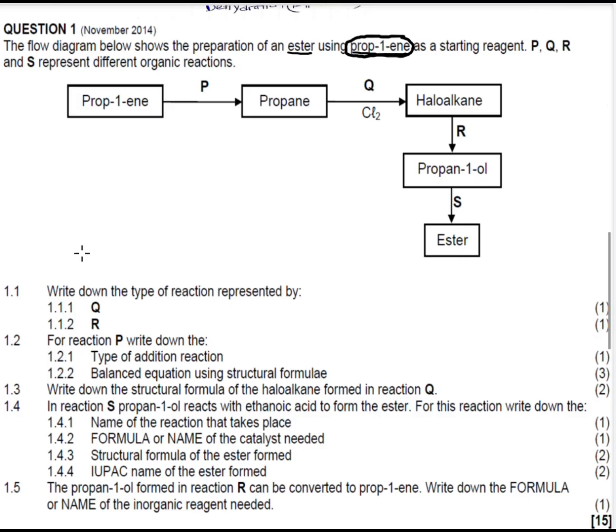Now let's go to the first question. 1.1. Write down the type of reaction represented by Q and R. Guys, there is a trick that you must master also. Please master this. Look at this. I'm going to write it in red. Triple S, SU, USA. This is very important. We're going to use the triple S, SU, USA to find the type of reaction represented by Q.